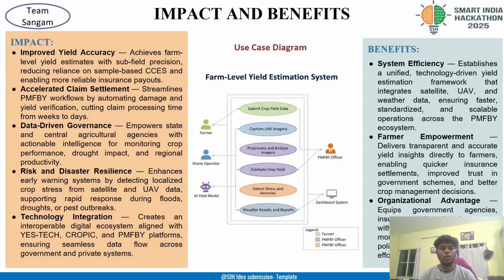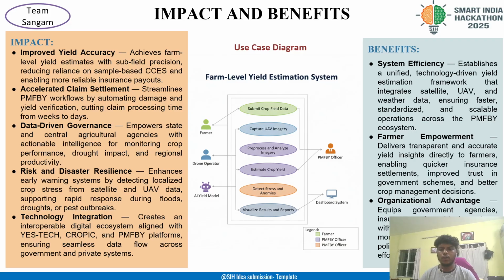How much impact would this solution generate? Impact is immediate and measurable. More accurate farm level yields, reduced dependency on sample-based CCEs, and improved payout fairness so that you are paid by how good your crop is, not based on the climate demand. Claim settlement accelerates, we compress the workflow from weeks to days, with automated verification, everything driven by data. Nothing is left to a middleman or end user. The data is the king here.